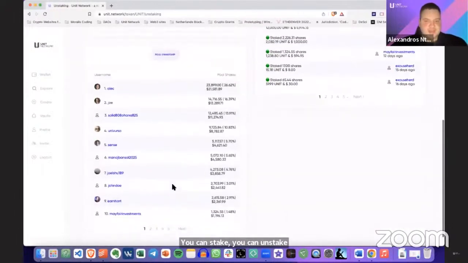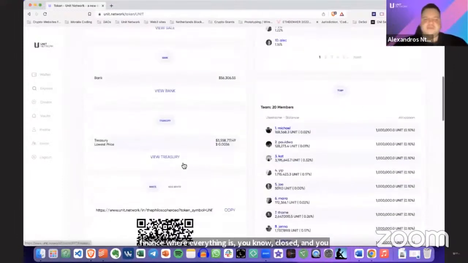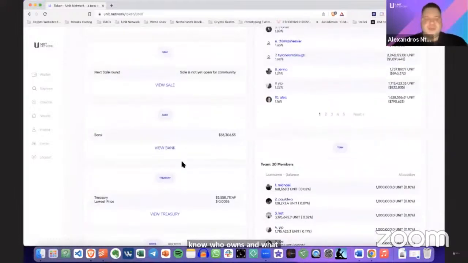And you can see here again who has staked, who hasn't staked, how much, which is very transparent, generally speaking, on the blockchain, because normally you do not see this in a bank or in traditional finance where everything is closed and you do not know what's going on, right? And this is what happened with the crisis in 2008, if anyone remembers it. There was a lot of debt in the system, and no one foresaw it because everything is closed. When the debt bubble burst, people didn't know who owned what, right? But here, with unit, with Bitcoin, generally on the blockchain, you can see who owns what, right?